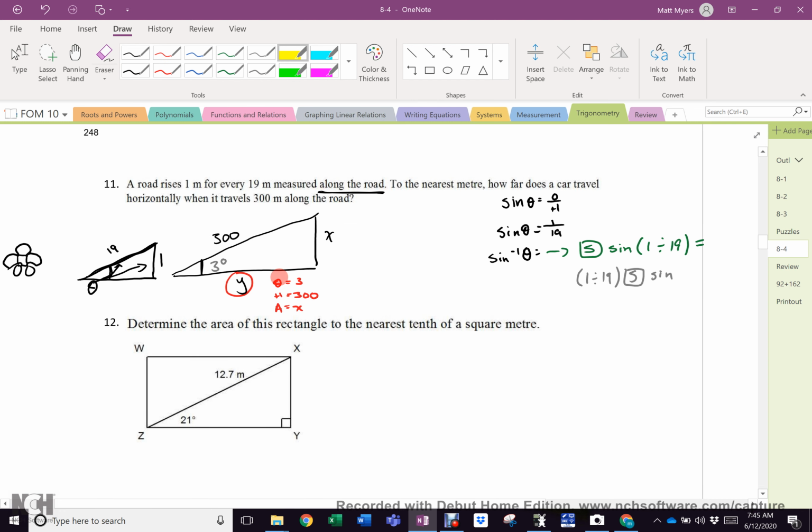So right here is where I am working now. What uses A and H? Well, that is cos theta equals A over H. Cos 3 equals x over 300. X equals 300 times cos 3.